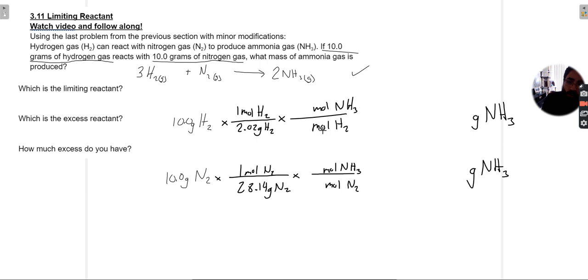Let's check them out. So we need 3 moles of H2 for every 2 moles of NH3 that we make.